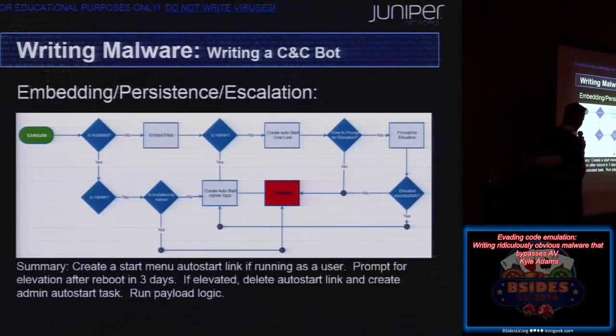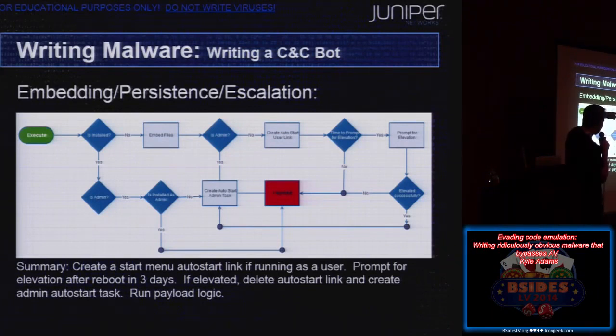Then we're going to check to see if we have the auto start user link. So this is in the start menu, the startup folder. It is the easiest way to get something to auto start in Windows. And you can do it as a regular user. You don't need any sort of admin privileges. So we're just going to copy ourselves into that folder and hide the file so the user can't see it. Then we're going to wait 3 days and prompt the user for elevation. The next time they boot up, we're going to pop up a UAC dialog and say, do you want to run this process as administrator? And if they say no, that's fine. We'll try again in 3 days. Eventually, they're going to say yes, and we'll get through.